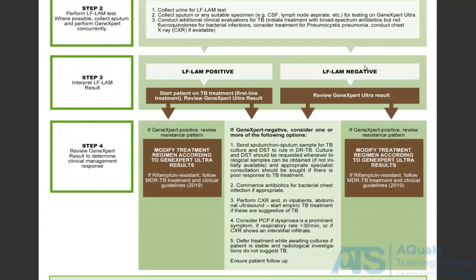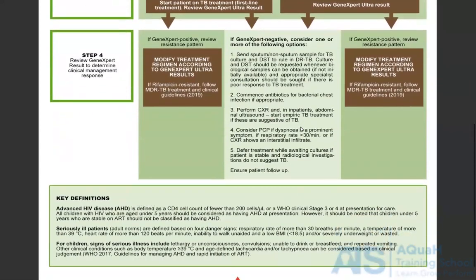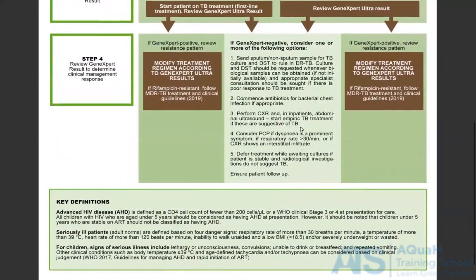If the LAM is negative, but the GeneXpert is positive, you treat for TB. If both the LAM and the GeneXpert are negative, you have to do other tests to try and find this TB, including your TB culture from the specimen that's available, treat them for TB, do your X-rays, and then if they are improving clinically on TB treatment, you are doing well. If they are not improving, you need to look deeper for other things, or even a resistant TB bug.